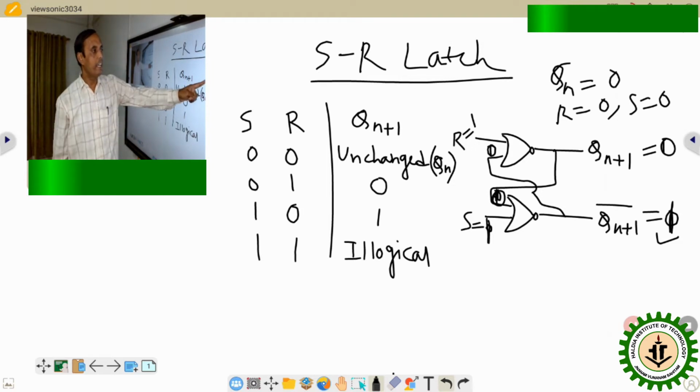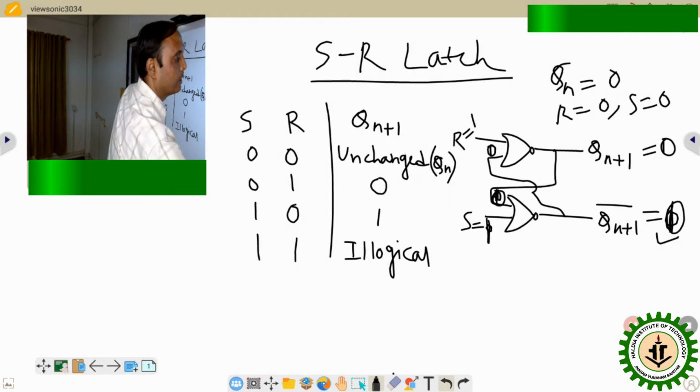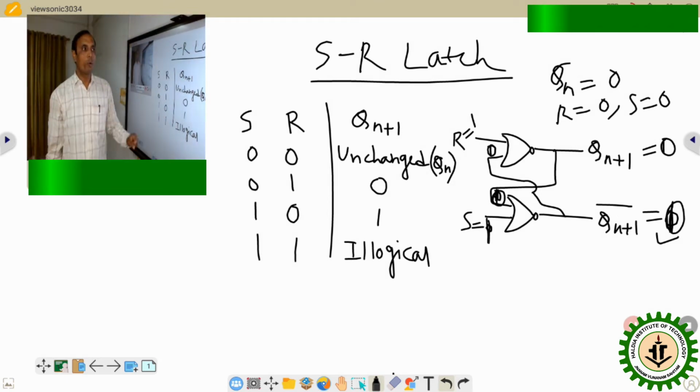So here one input is 1, and for the second NOT gate, one input is also 1. So in that particular case, according to the characteristics of the NOT gate, this value will be 0, and this value will also be 0. So both values will be 0. Now whenever both values are 0, it is illogical because these two outputs are complements of each other. If one value is 0, the other value should be 1. But here we are getting both values 0. That's why it is called illogical or undetermined.